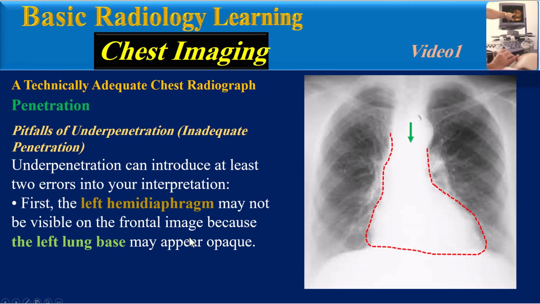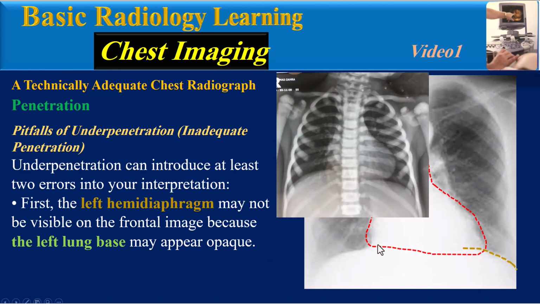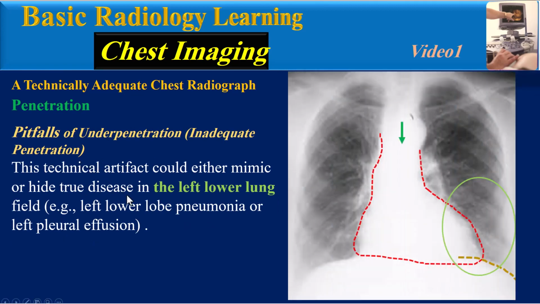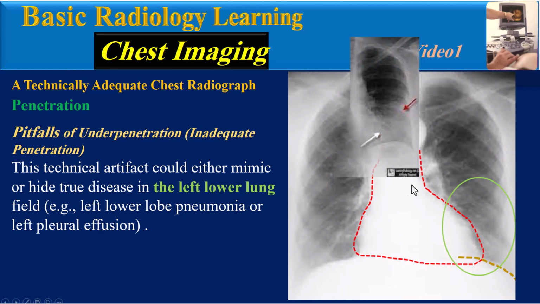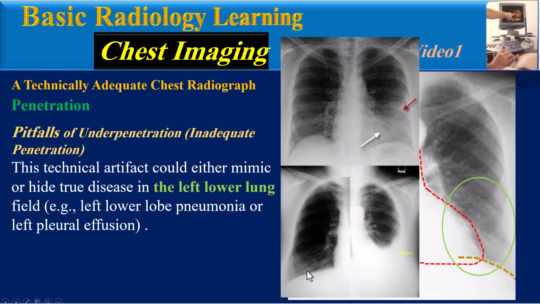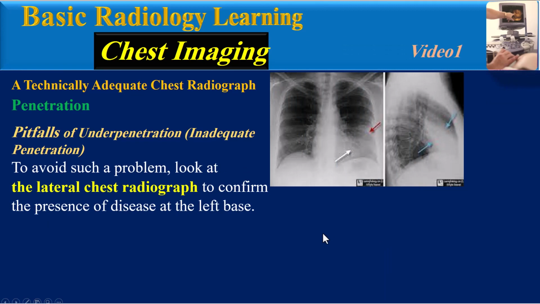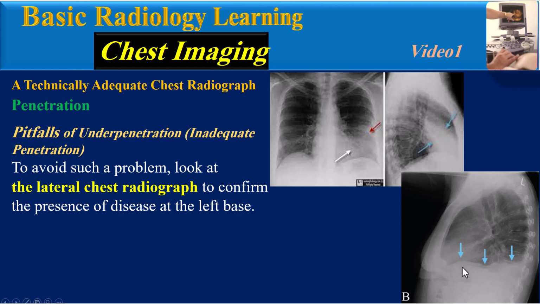First, the left hemidiaphragm may not be visible on the frontal image, as you can see compared with a well-penetrated chest X-ray, because the left lung base may appear opaque. This technical artifact could either mimic or hide true disease in the left lower lung field, for example, left lower lobe pneumonia or left pleural effusion. To avoid such a problem, look at the lateral chest radiograph to confirm the presence of disease at the left base. As we can see here, consolidation in the left lower lobe pneumonia and evidence of pleural effusion in the lateral chest radiograph.